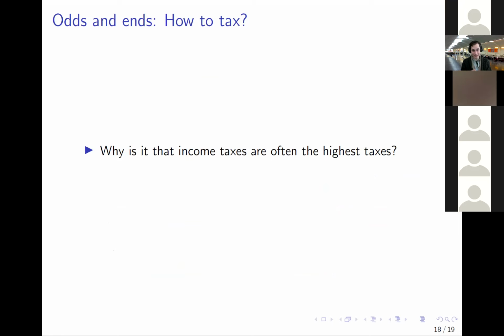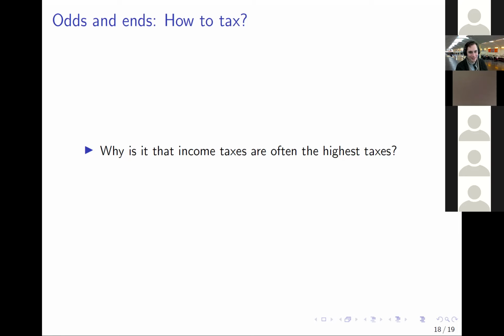VAT is 25% in Denmark, which is already the highest in the world. We have a capital gains tax in Denmark. I don't know what it is right now. I actually have no idea. So I'm going to say something and it's going to be totally wrong. So I'm not going to say anything, but much lower than the income taxes for sure. We have the corporate profit tax, which is like 20%.